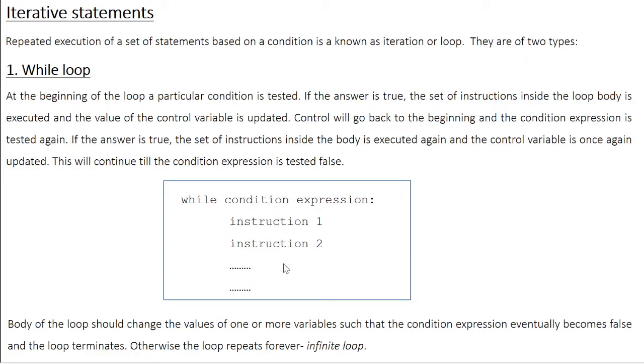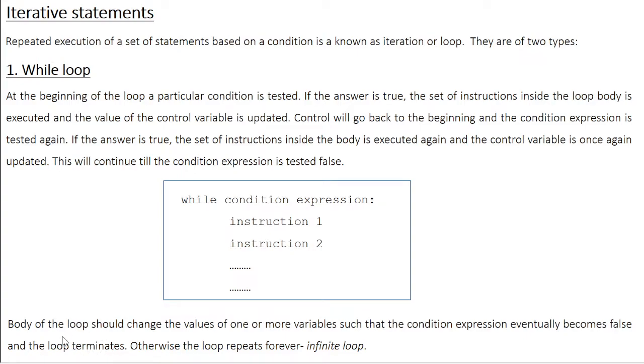At that point, the loop will stop executing. In other words, the loop is terminated. So as long as the condition is true, the loop is executed. The moment the condition becomes false, the loop is terminated. So the body of the loop should change the value of one or more variables such that the condition expression eventually becomes false and the loop terminates.